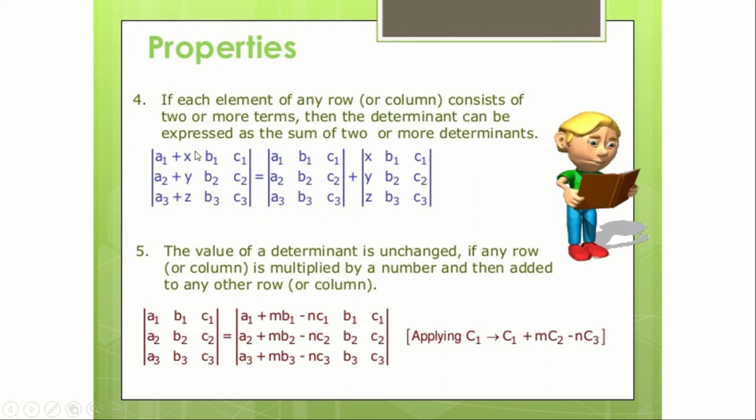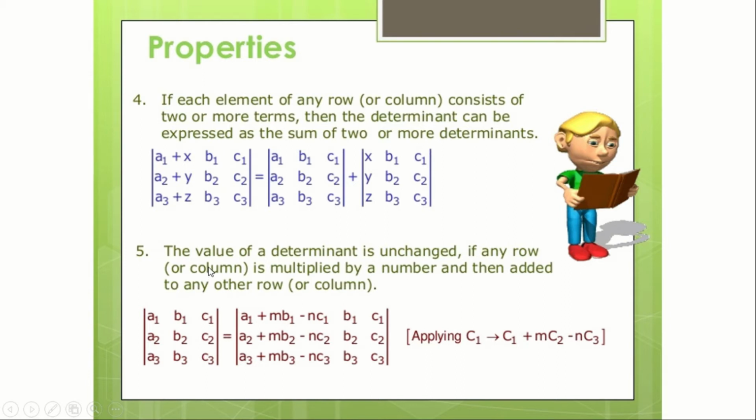Okay, so if there is one more element, then we can consider it as the second term. Two terms, then those two will be separated. So in the first term a1, a2, a3 will be given. In the second matrix x, y, z will be given. So in a split form we will be writing it.